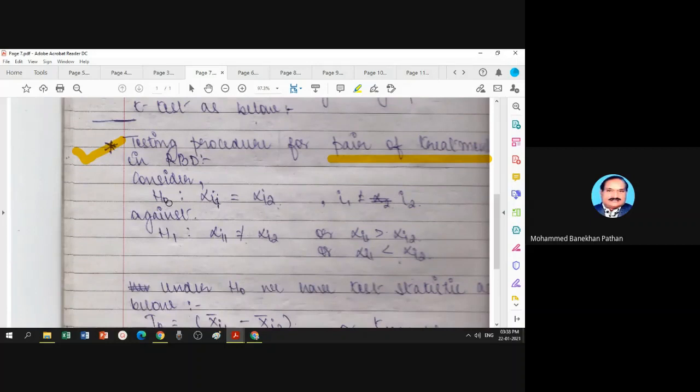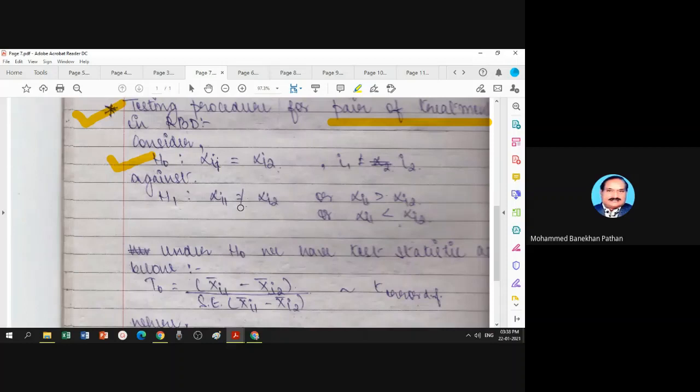The H naught hypothesis for testing is alpha I1 equal to alpha I2. So I2 is the second treatment, I1 is the first treatment. Firstly, I say these both treatments are equal. Against this, I write H1 of three types. They are not equal. First treatment is greater than second. Second is greater than first. So out of these three statements, any one is true. And then I am able to say whether the first treatment is better or the second treatment is better.